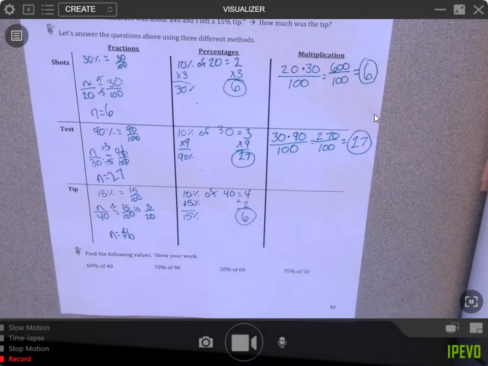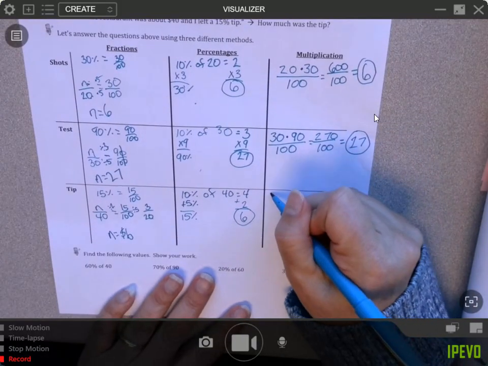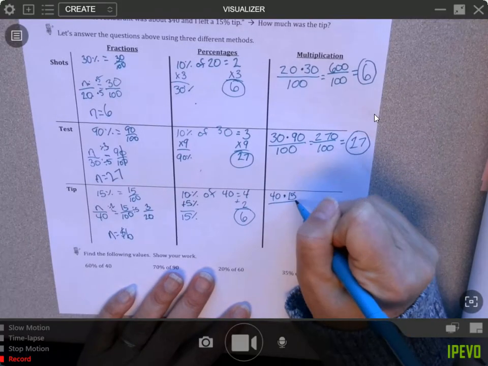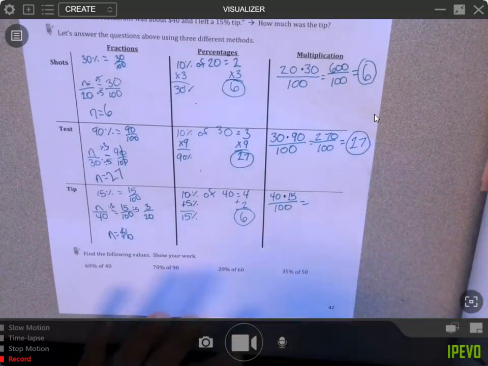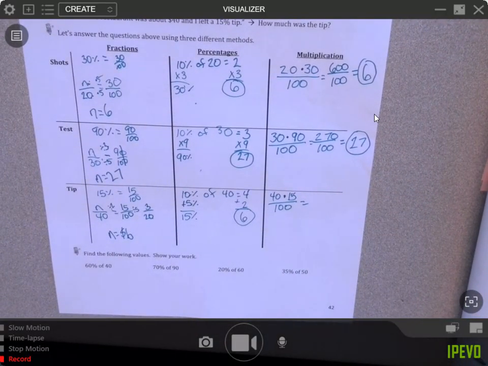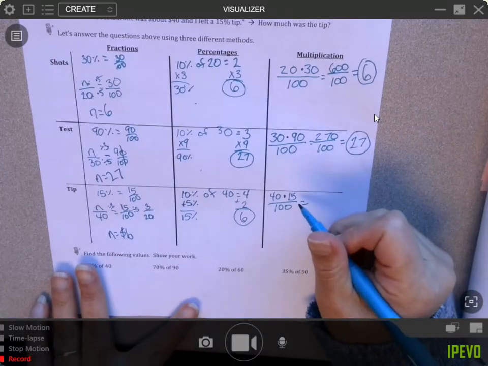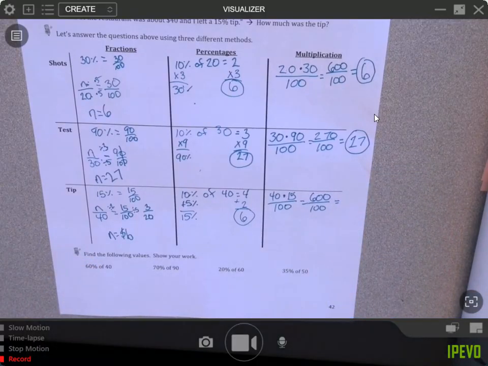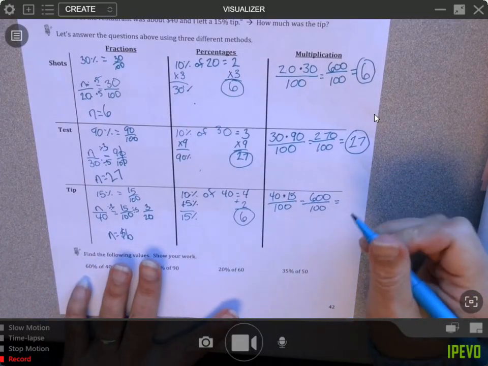Who can tell me how you think I should set up our tip? How do you think, Eleanor? 40 plus 15. Oh, not plus. 40 times 15 divided by 100. So what's 40 times 15? Remember I said you can use your calculators. That one's not as easy to do in our head. Do you know it, Amala? Yeah? 600 divided by 100. What's 600 divided by 100? Eleanor? 6.